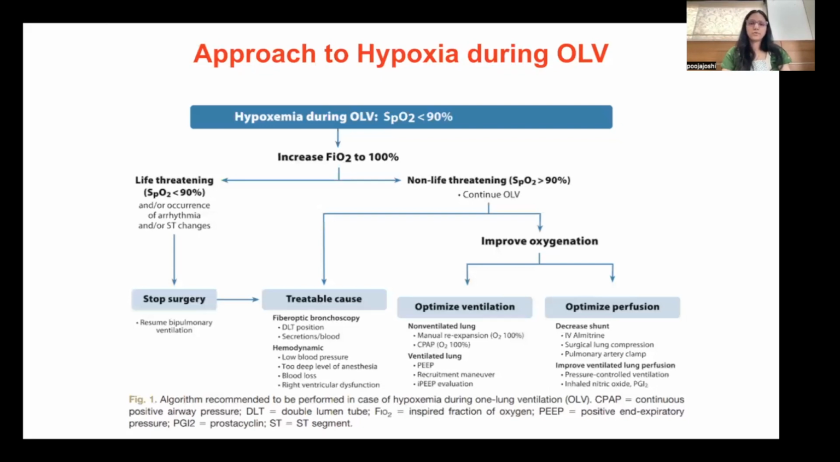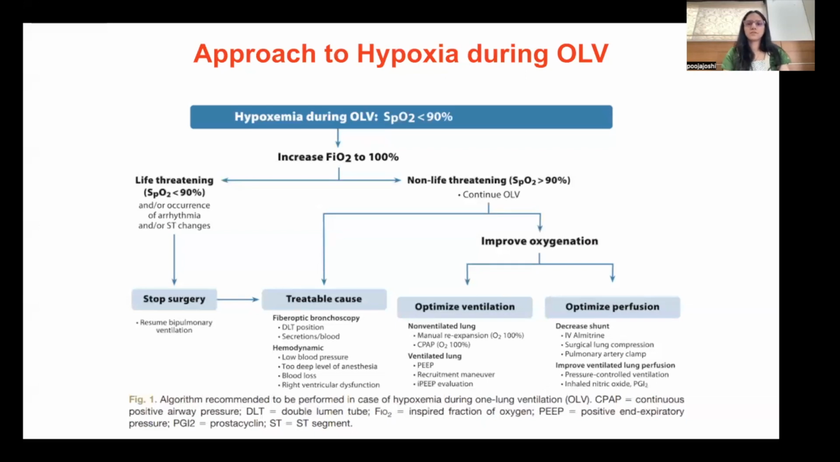If there is an episode of hypoxia during one lung ventilation, how do you go about it? Firstly, you have to increase the FiO2 to 100%. If it is life-threatening, that is, if it is causing arrhythmias or ST-T changes, you have to immediately stop the surgery and resume both lung ventilation.